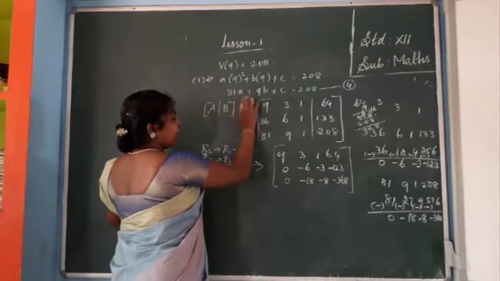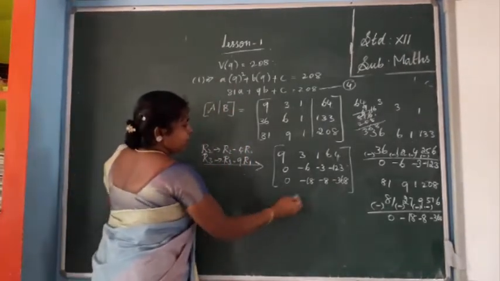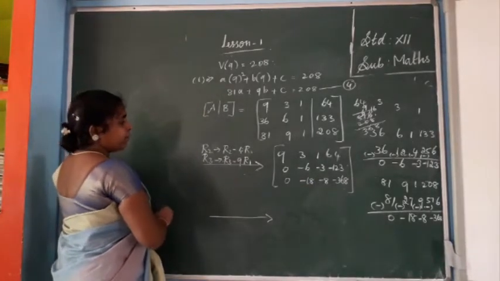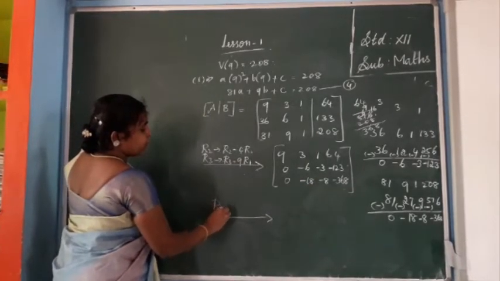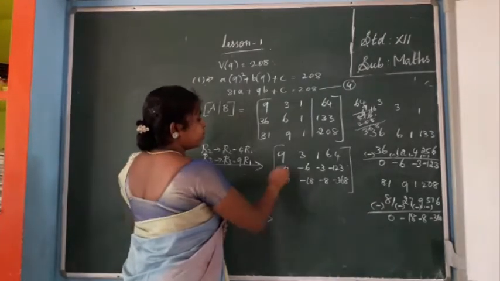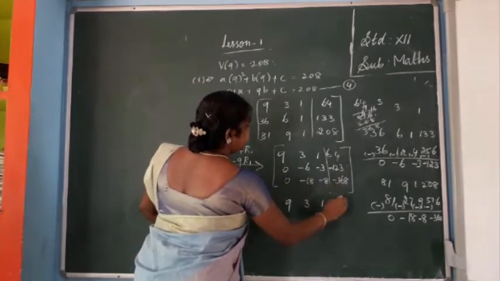Okay. I am directly going to do it. Small numbers mean you can calculate easily, that's what I am saying. So R3 gives, I am doing it directly. If you need, you can do it like that. 9, 3, 1, 64.